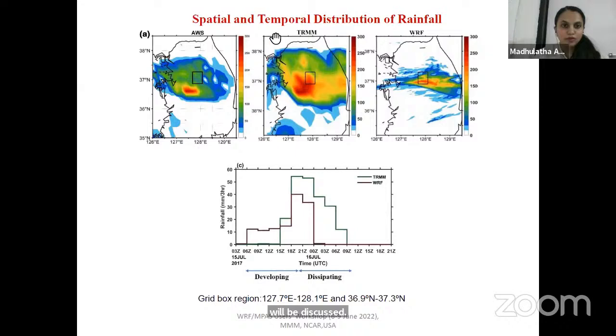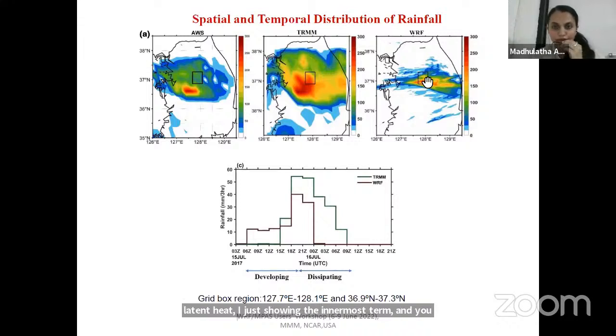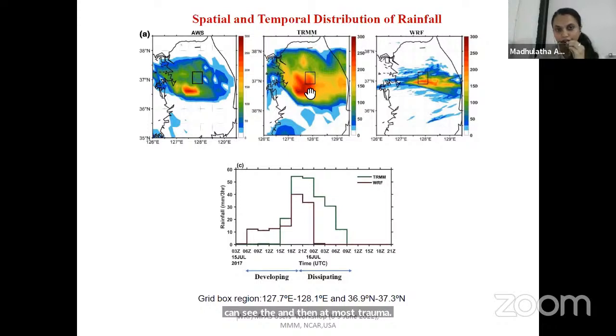And before going to the latent heat, I'm just showing the innermost domain. You can see in the innermost domain, over the Cheongju region, TRMM and AWS both show heavy rainfall happened over this region associated with the MCS. There are temporal and spatial differences between simulation and observation. It will be obvious. So in order to simulate the rainfall latent heating, we have considered a precipitation core, this black rectangle box over the Cheongju region, meaning the region where the model has simulated better.